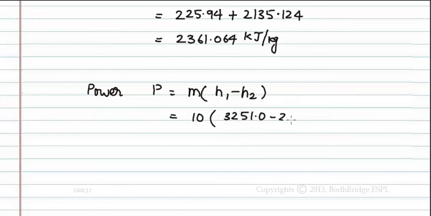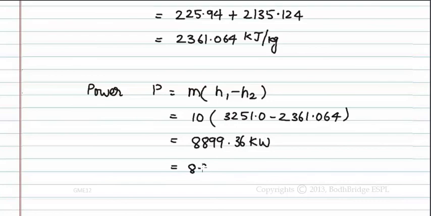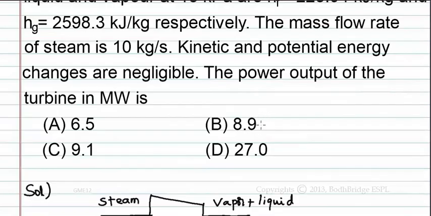So now power P = m times (h1 minus h2), that is 10 times (3251.0 minus 2361.064), which is 8899.36 kilowatts, that is equal to 8.9 megawatts. So the correct option is option B, 8.9 megawatts.